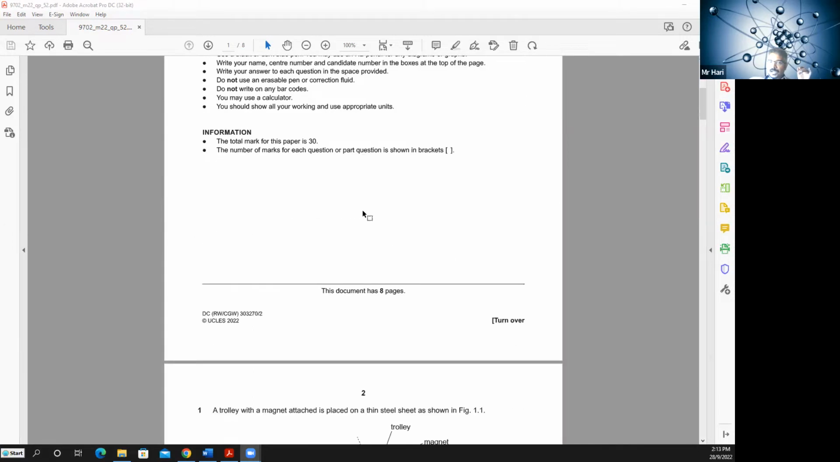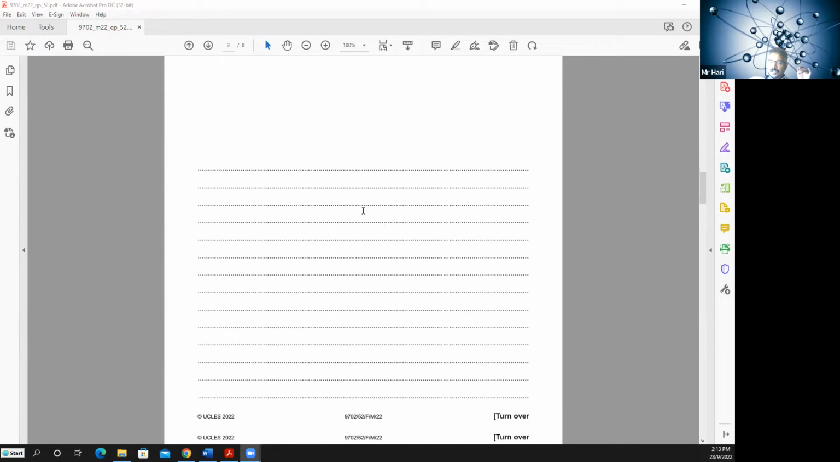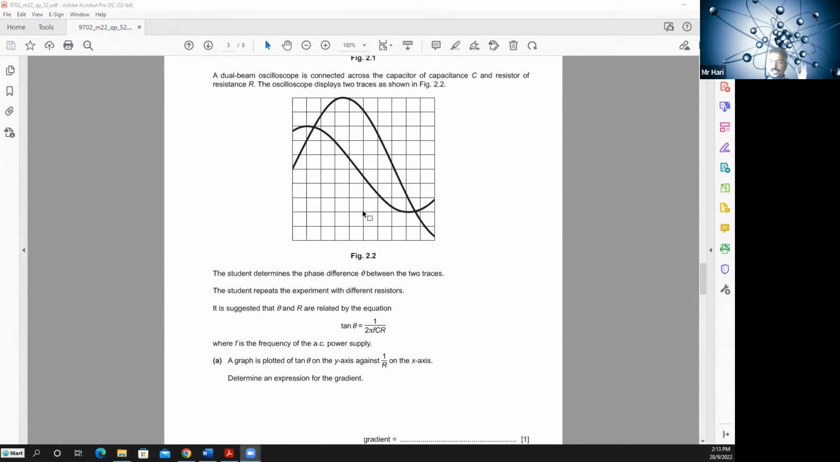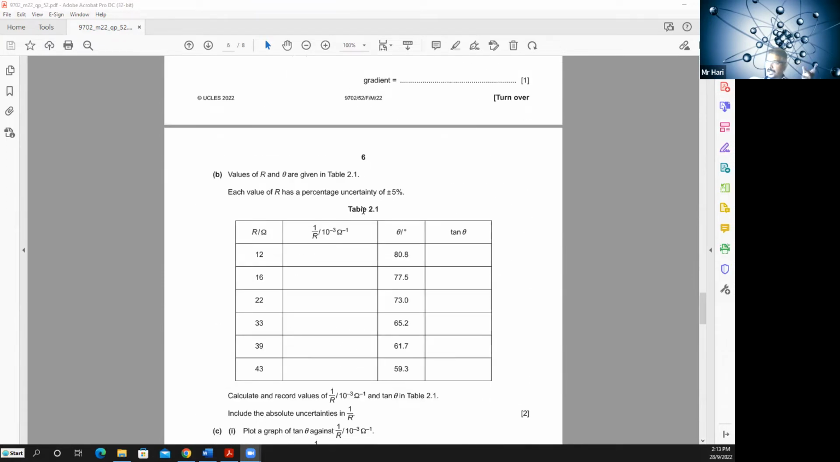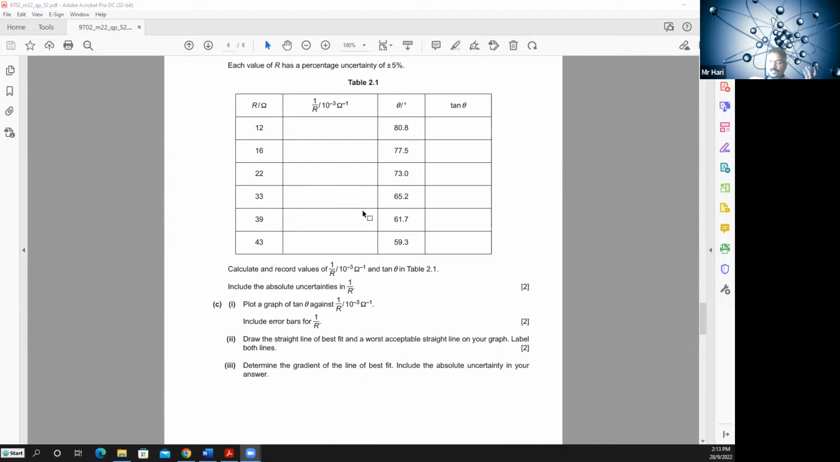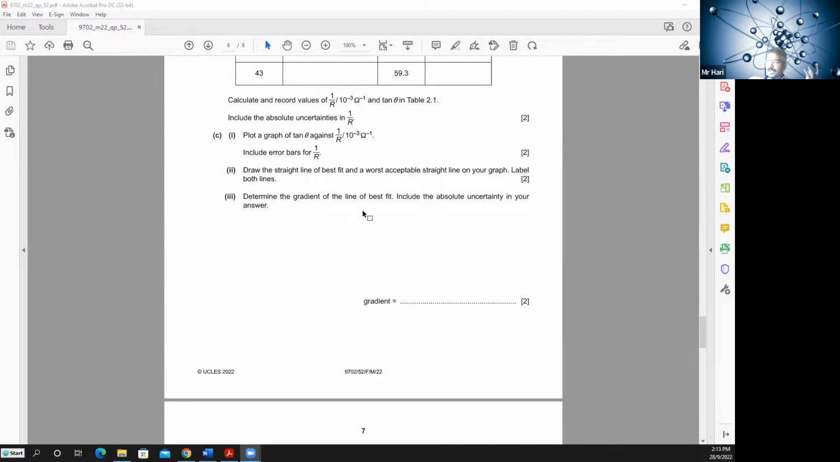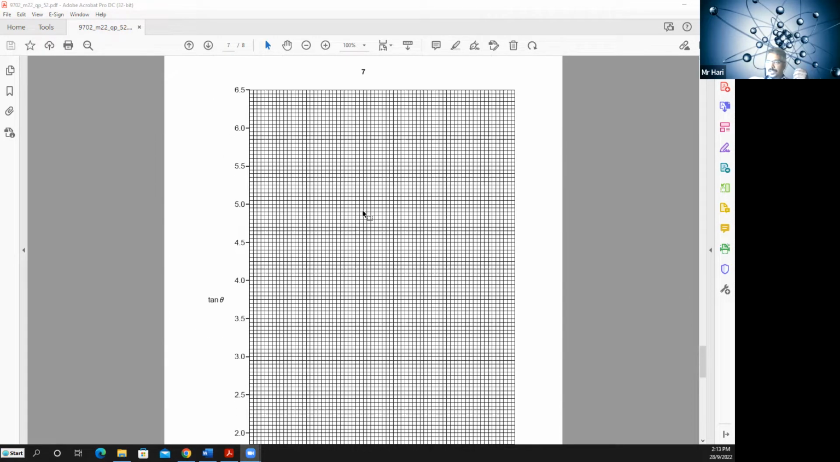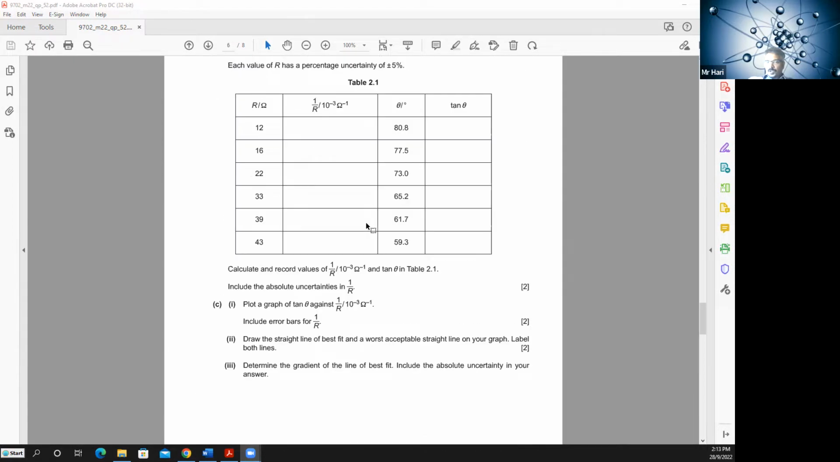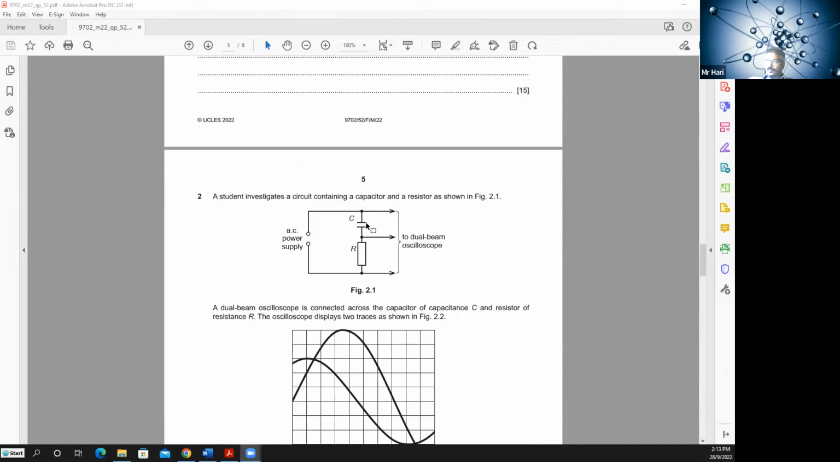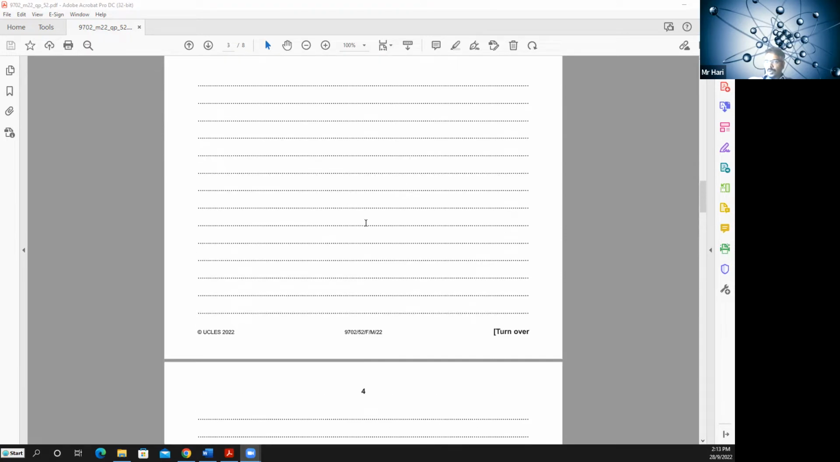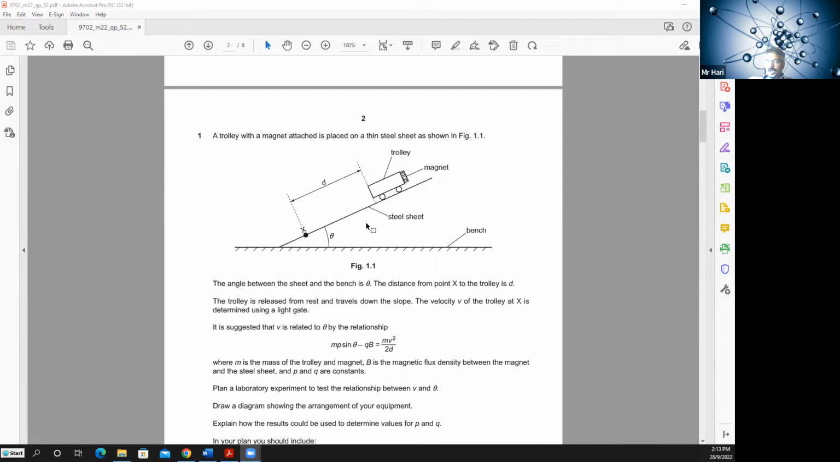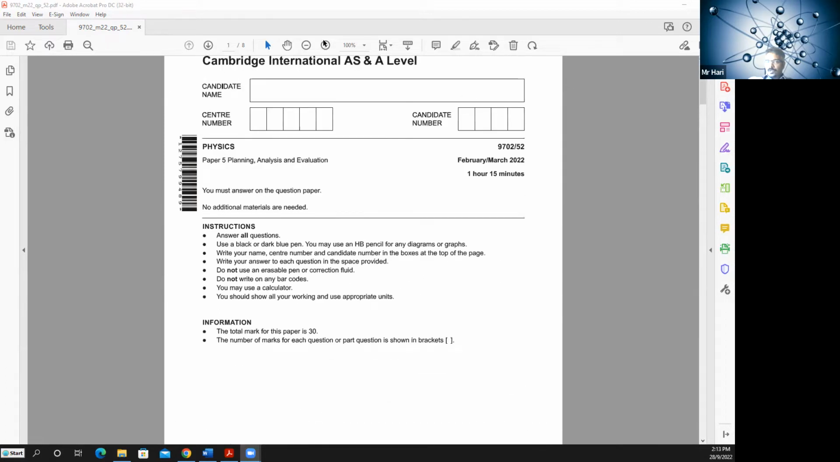In question 2, you're given data, and then you just analyze the data, draw the graph, and then get the gradient and so on. If you do well, your chances of getting 15 out of 15 is there. However, question 1 is the part where you will find it difficult.